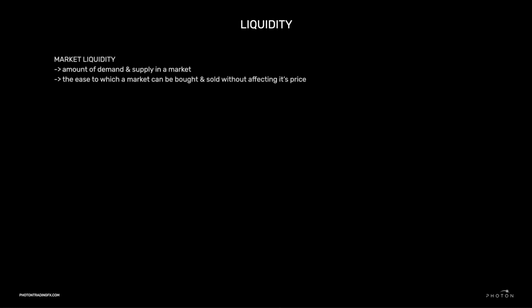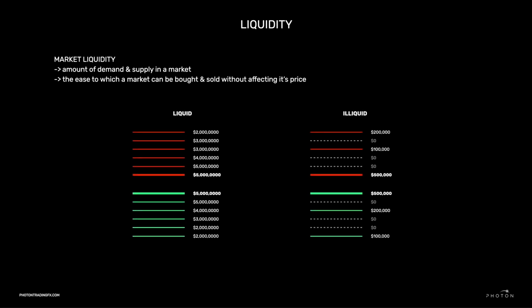So market liquidity is essentially the amount of demand and supply in a market. So it's the ease to which a market can be traded without affecting its price. This diagram illustrates what liquidity looks like in terms of an order book in the market. Each of these horizontal lines represents a price level in the market. If a market is very liquid, there will be bids and offers at every price level, but also with a large amount of volume at each of those levels.